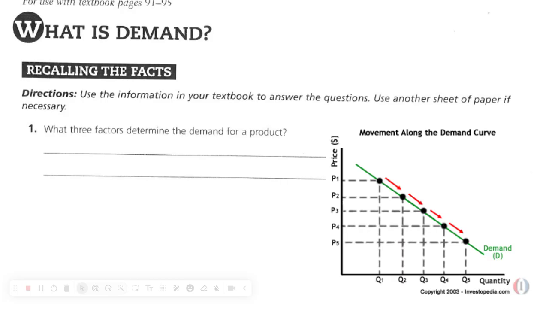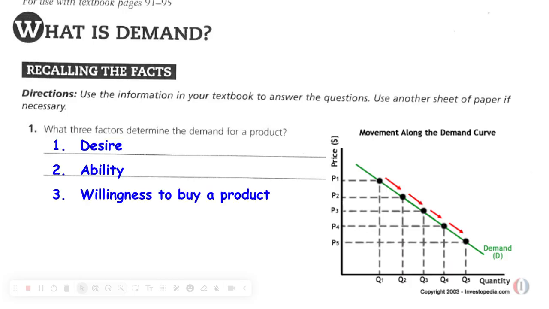So, what are three factors that determine demand for a product? One is the desire, that you want the product. Second is the ability to own the product. And then finally, third is the willingness to buy the product. If you do not have one of these three items, you do not have demand. You've got to have desire, ability, and willingness to buy.